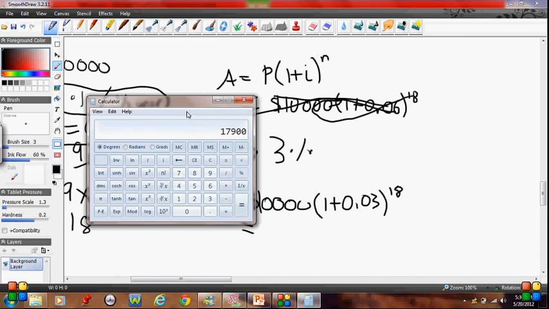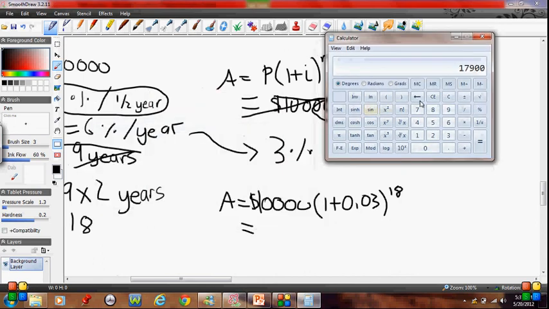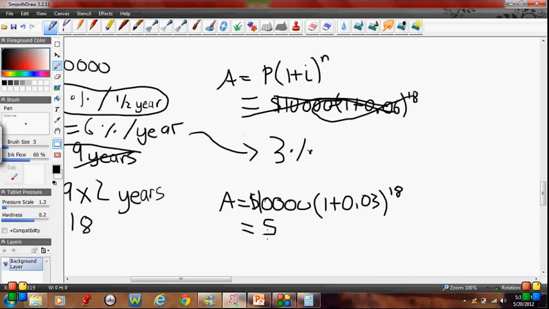So if we whip up our calculator again, we get 1.03 to the power of 18 is equal to that. And if we multiply that by 10,000, we get that the amount equals $17,024.33. So that's the amount that John would have after 9 years.